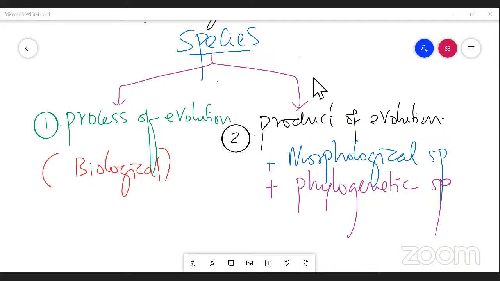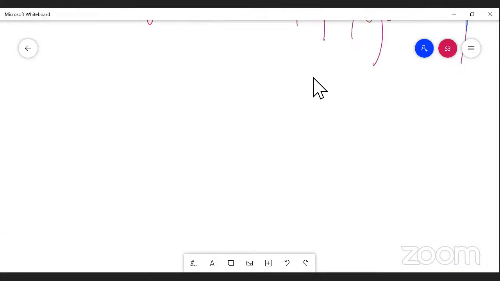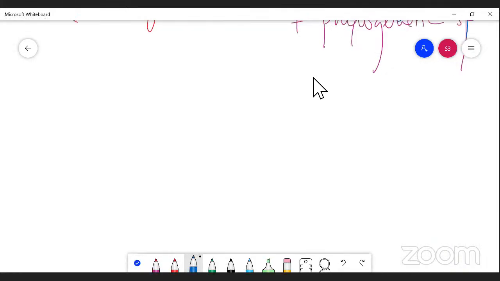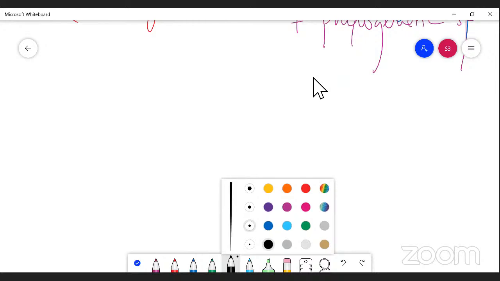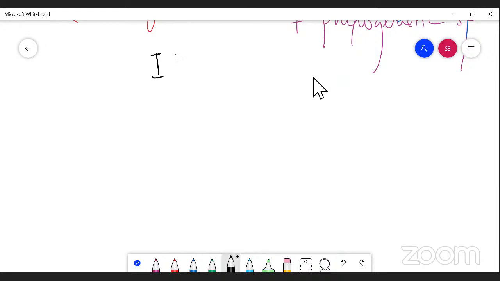Right, my dear students. So next we pass on to ICBN. That is a very interesting topic. Please understand. ICBN. What is ICBN? It is nothing but the International Code of Botanical Nomenclature. Simply, it is a process of assigning names for an individual in a scientific way, in a scientific method.